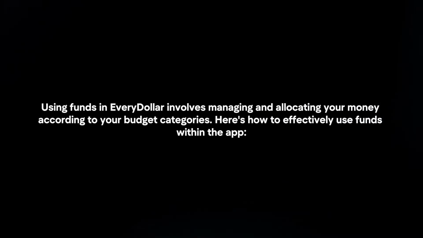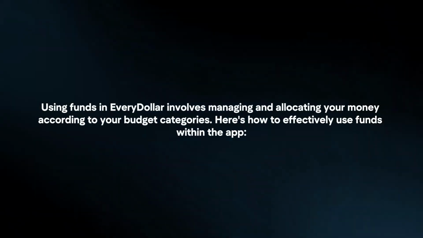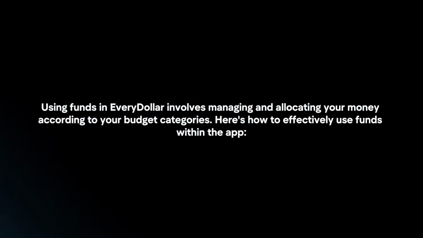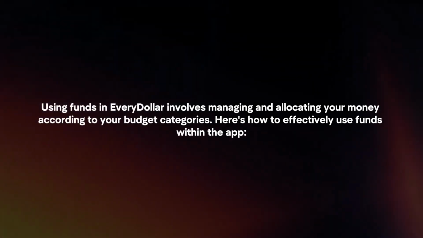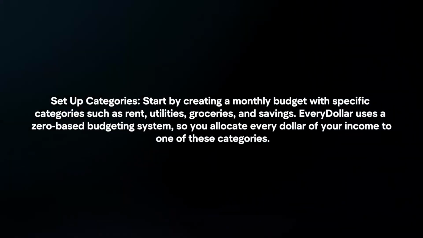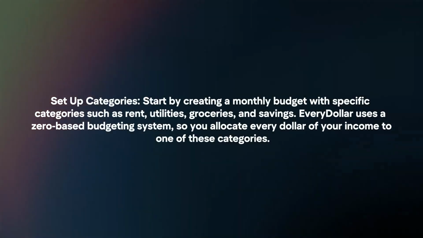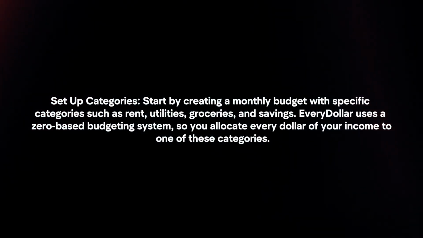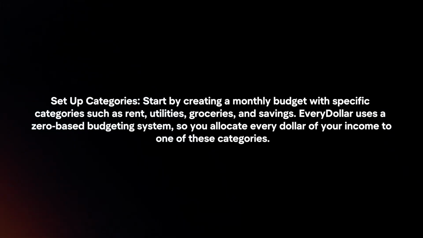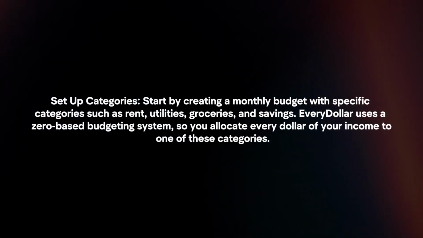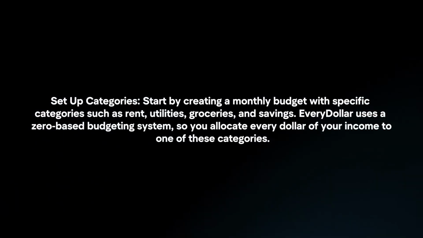Using funds in EveryDollar involves managing and allocating your money according to your budget categories. Here's how to effectively use funds within the app. Set up categories. Start by creating a monthly budget with specific categories such as rent, utilities, groceries, and savings. EveryDollar uses a zero-based budgeting system, so you allocate every dollar of your income to one of these categories.